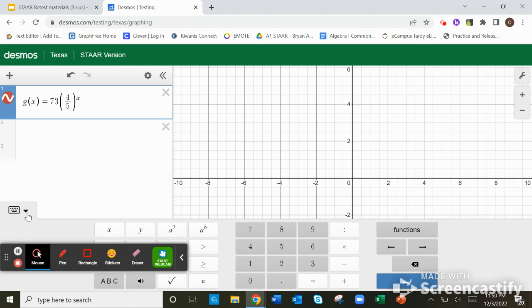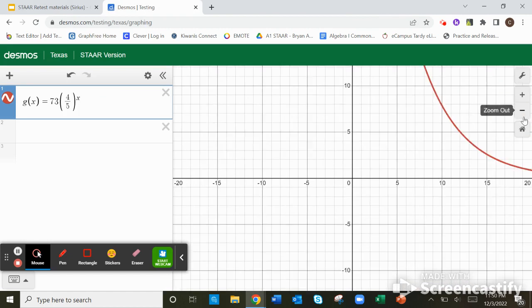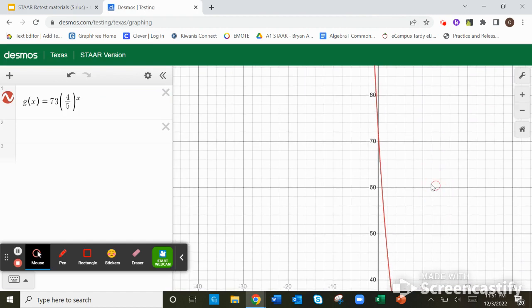All right, so at this point I have my equation. Make sure I typed it in correctly. Okay, I'm going to zoom out until I see the graph, and of course again I'm looking to where it crosses the y-axis. Click anywhere on the graph and I can see that this point appears, and I see that my y value there is 73.